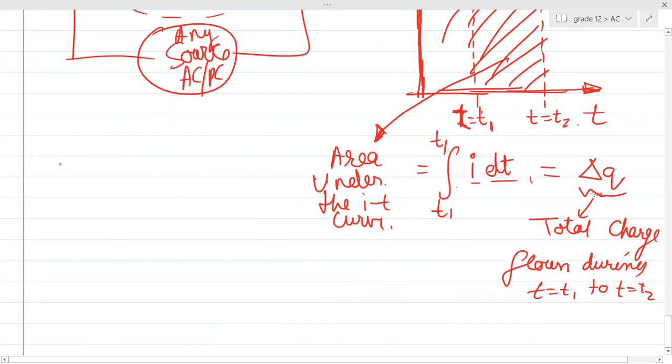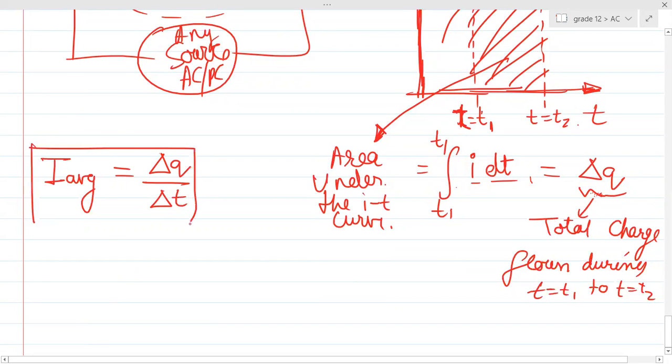So from here, I can define one thing. The average current flowing throughout is basically what? The total charge which is flowing divided by the total time, right? By definition, can I say this? Average current is the total charge flown divided by the total time taken, right?